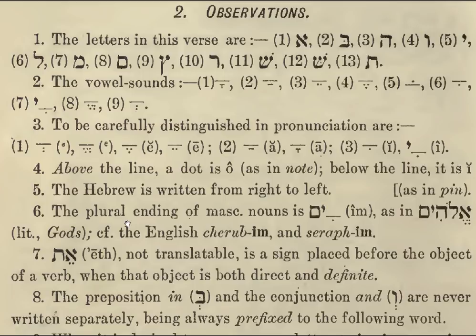The plural ending of masculine nouns is im, as in Elohim, literally gods. And in English we have the words cherubim and seraphim. So this ending occurs in words that have come into English, the cherubim and the seraphim.